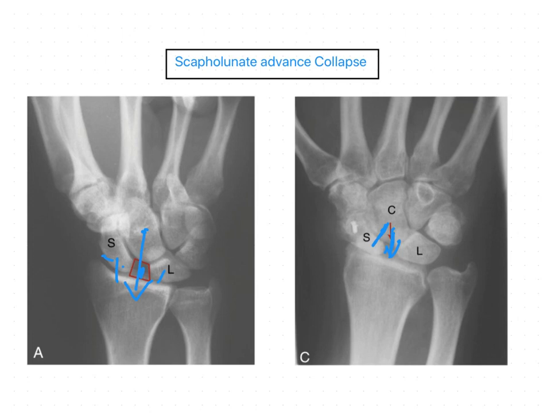So this is about scapholunate advanced collapse. All these things are related to wrist instability.